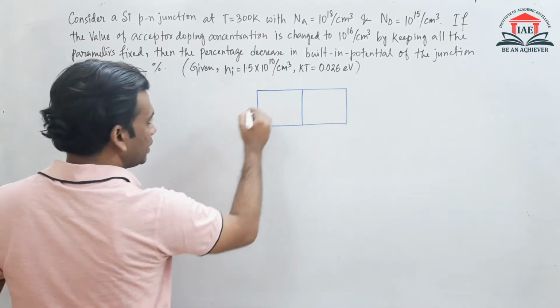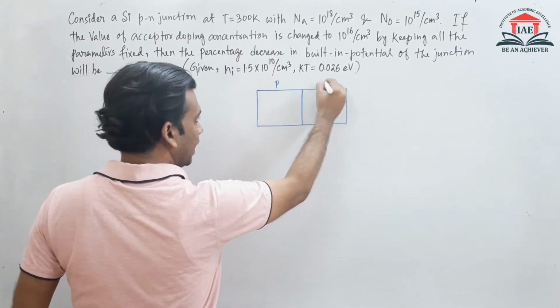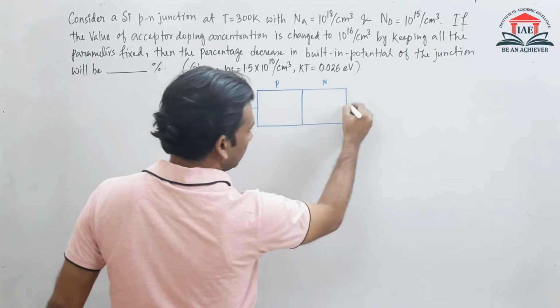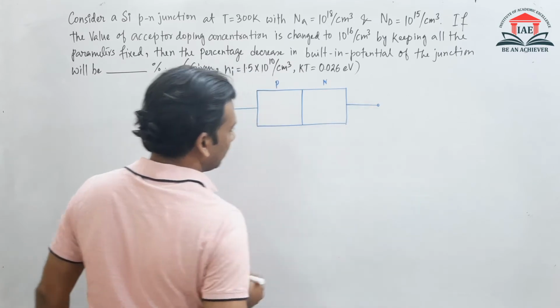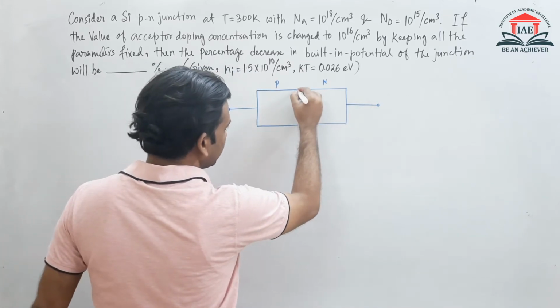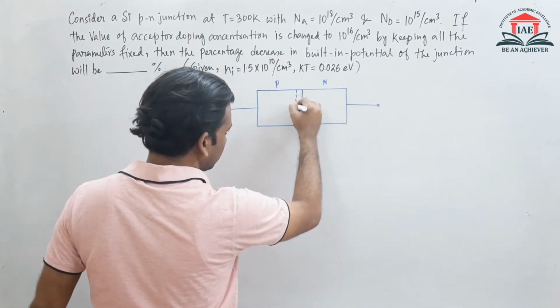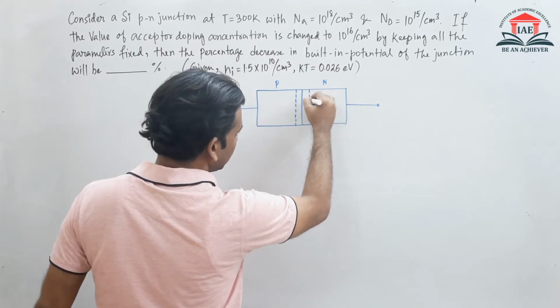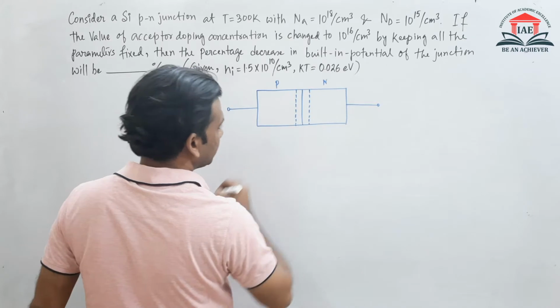This is the PN junction, this is the P side and this is the N side, and here this is the P terminal, this is the N terminal. Now there will be some depletion layer also. So this is the depletion layer in the P side and this is the depletion region on the N side.